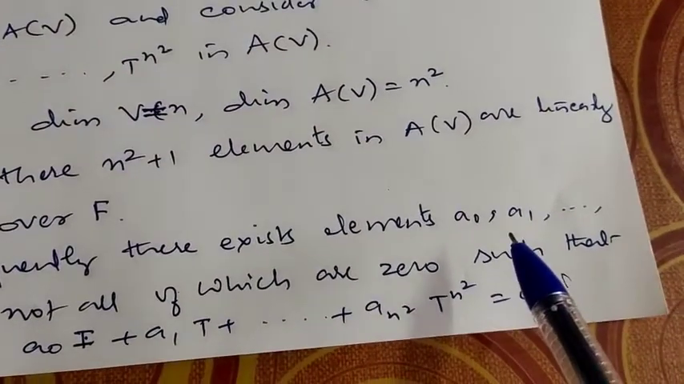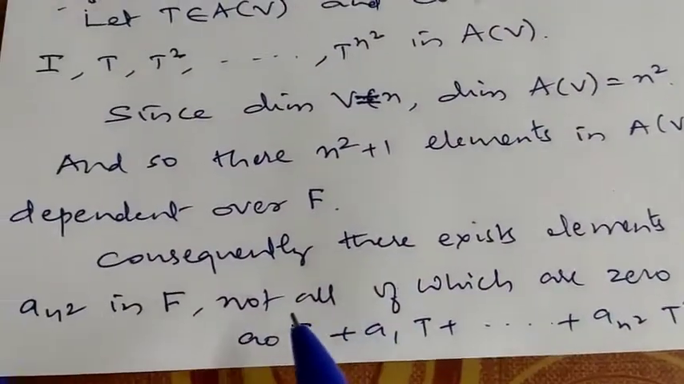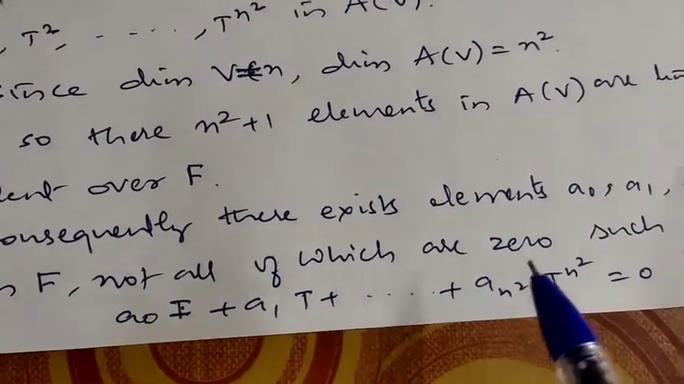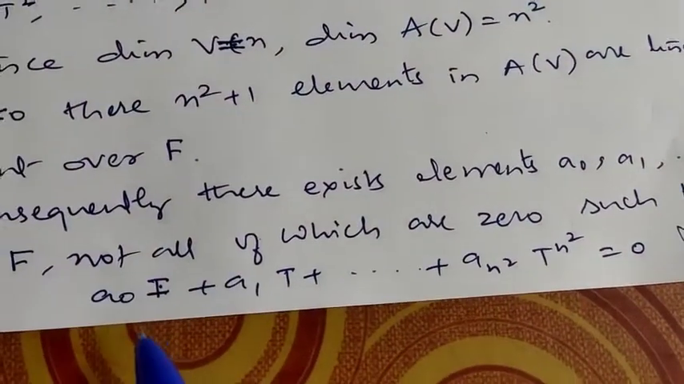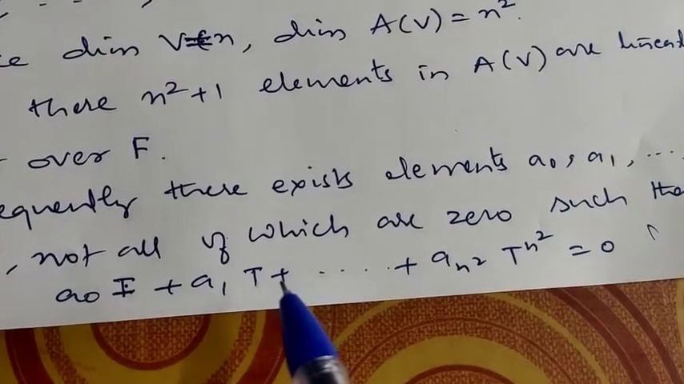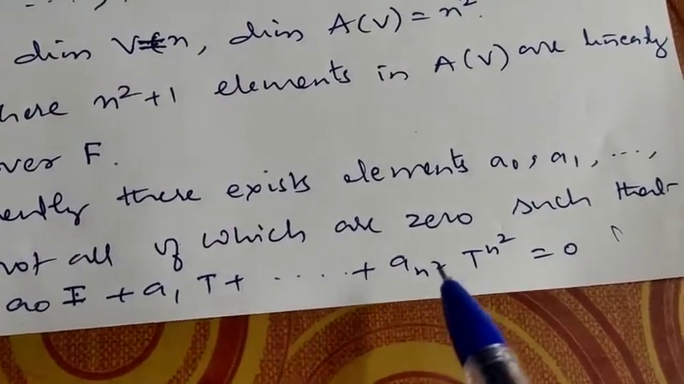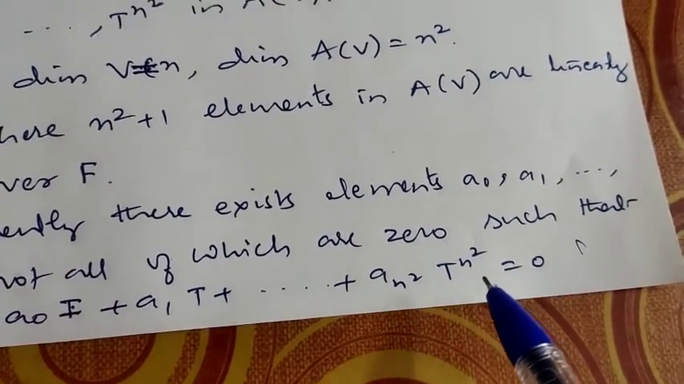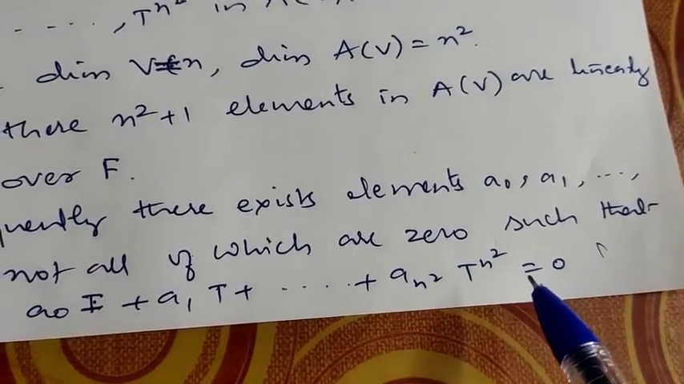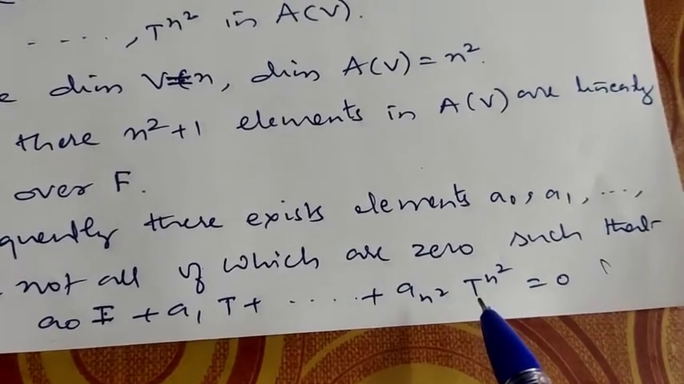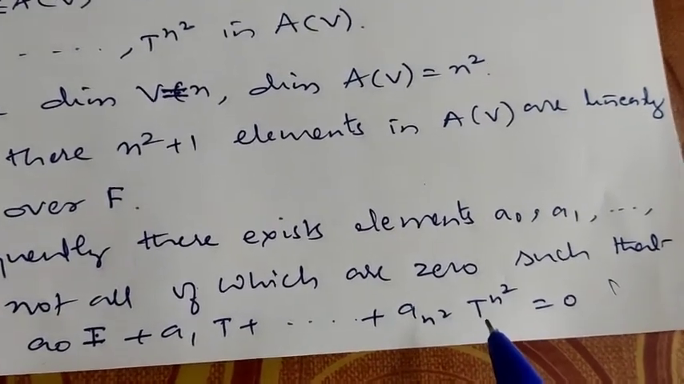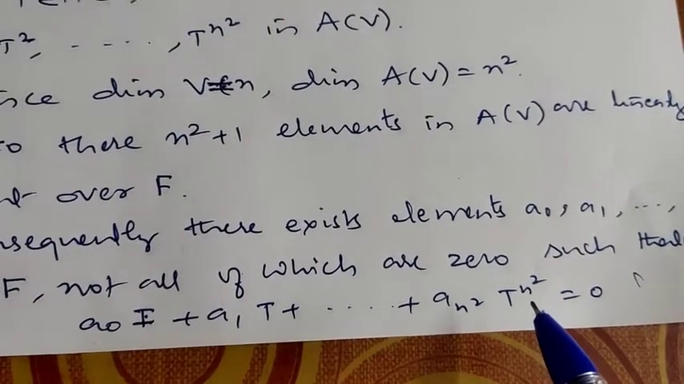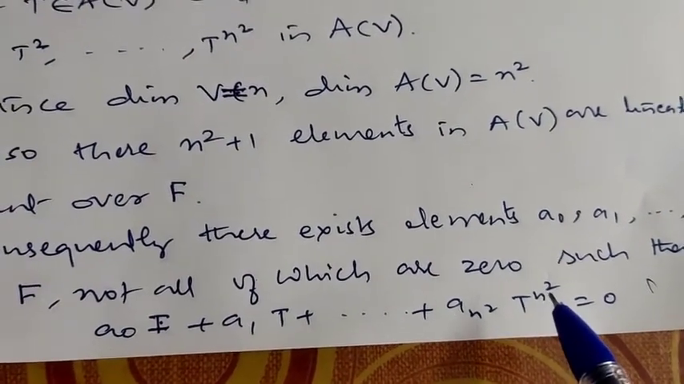Consequently, there exist scalars a0, a1, a2, etc., an square in F, not all of which are zero, such that the linear combination a0 into I plus a1 into t plus a2 into t square and so on, an square into t to the n square is 0. Now what does that mean? T is satisfying a polynomial of degree at most n square in F of x.